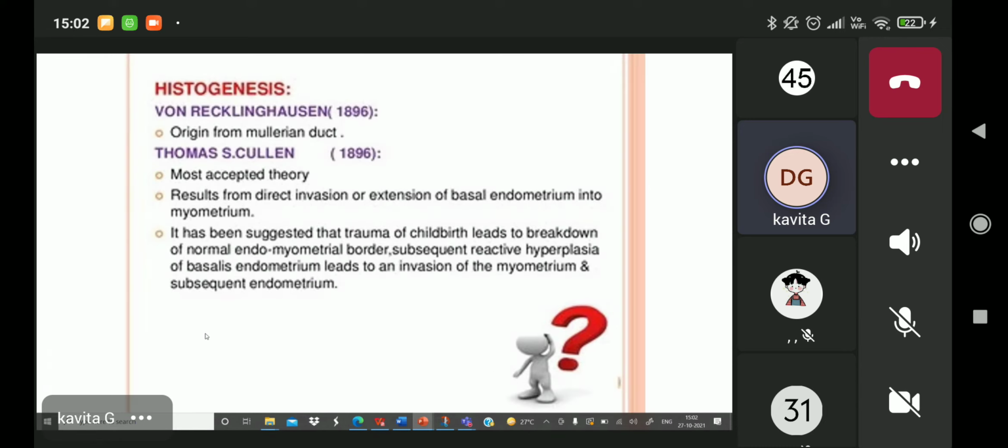Now, on the genesis: the von Recklinghausen theory is that it's again an origin from the Mullerian duct, somewhat similar to what we described in endometriosis. The Cullen theory is that it's a direct invasion of the basal endometrium into the myometrium, and the trauma of childbirth leads to fragility and breakdown of the endomyometrial border, it becomes weak, as a result of which the endometrium goes downwards, and subsequently there is reactive hyperplasia leading to this condition.